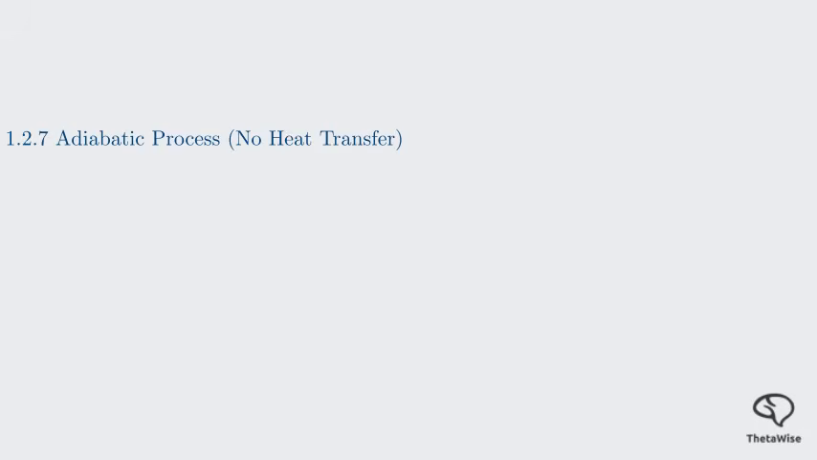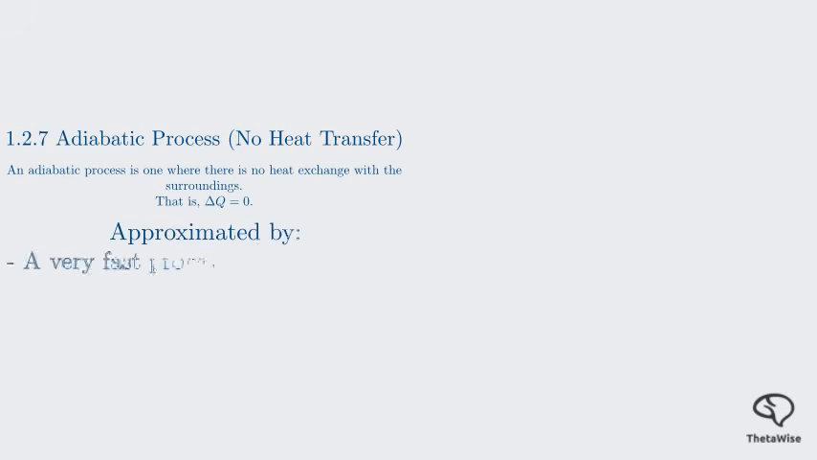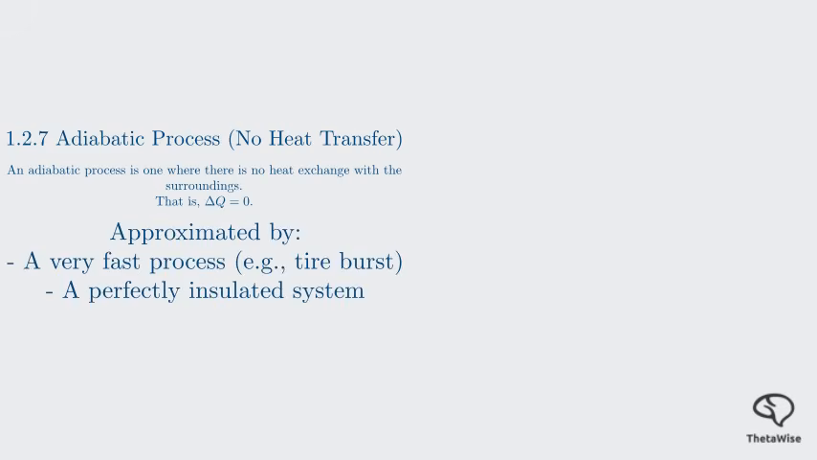Our final process is the adiabatic process. The word adiabatic comes from the Greek adiabatos, meaning impassable. This is a key clue to its definition. An adiabatic process is one where there is no heat exchange with the surroundings. That is, delta Q equals 0. This can be approximated by a process that is very fast, like the sudden burst of a tire, or by a system that is perfectly insulated.